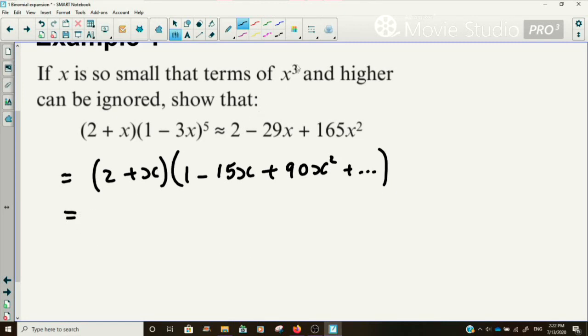Now we only actually need, as a result of multiplying these two brackets together, all the terms up to and including x squared. So we could ignore, for example, x times 90x squared. That would give us an x cubed term which we can ignore. So we won't bother doing that. But we do need to multiply 2 by each of these 3 terms. And then we can take x and multiply by 1 and by minus 15x.